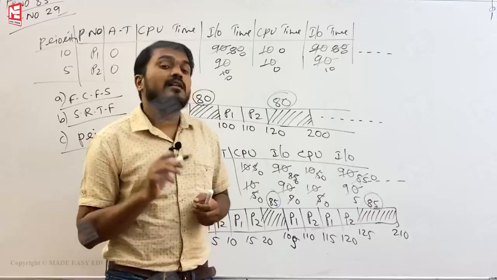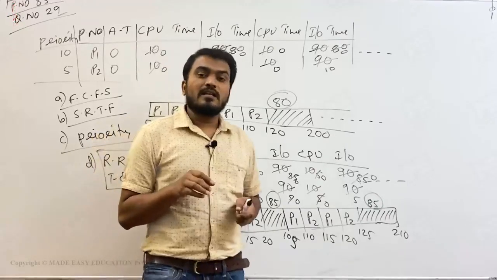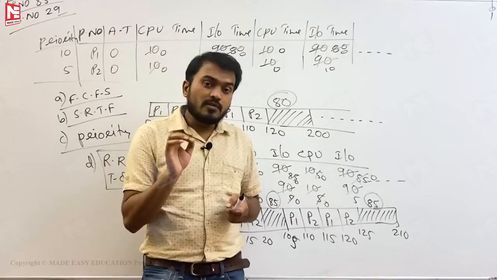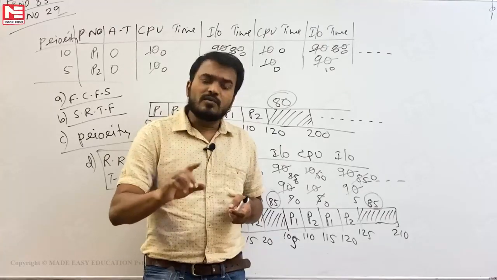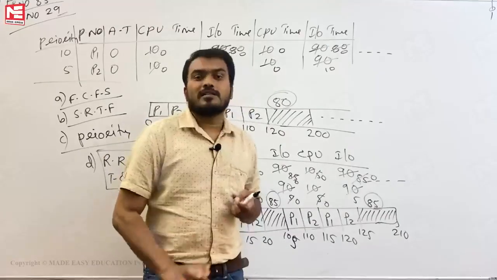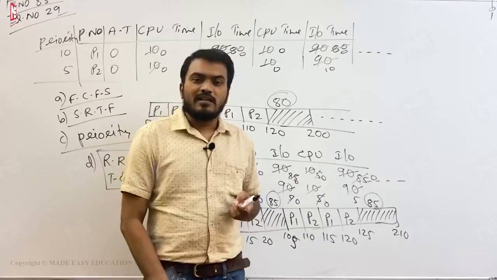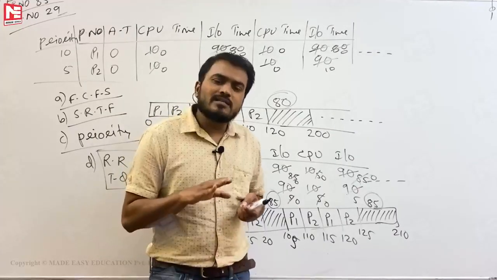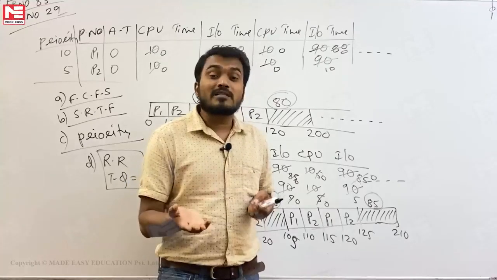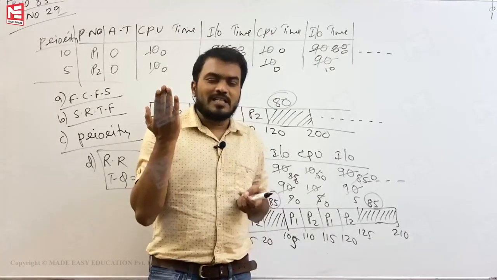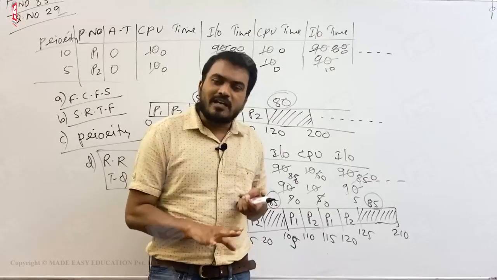Now just read the last line of the question. What is it asking? Which of the following scheduling strategies will give you least CPU utilization? मतलब कम CPU utilization कौन देता है? So least CPU utilization means idle time क्या होना चाहिए, ज्यादा होना चाहिए. Is that clear? CPU utilization कौन कम देता है ये आपको पूछ रहा है.